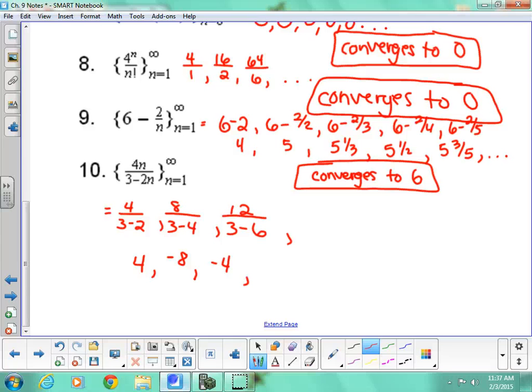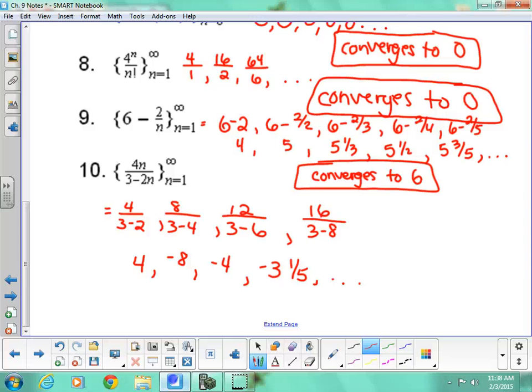What would the next one be? 4 times 4, 16, over 3 minus 8. 16 over negative 5. Negative 3 and 1/5. Is that right? Yeah, etc. Oh no. It's all going to be negative from here on out, right? First one positive and then negative, negative, negative, negative.